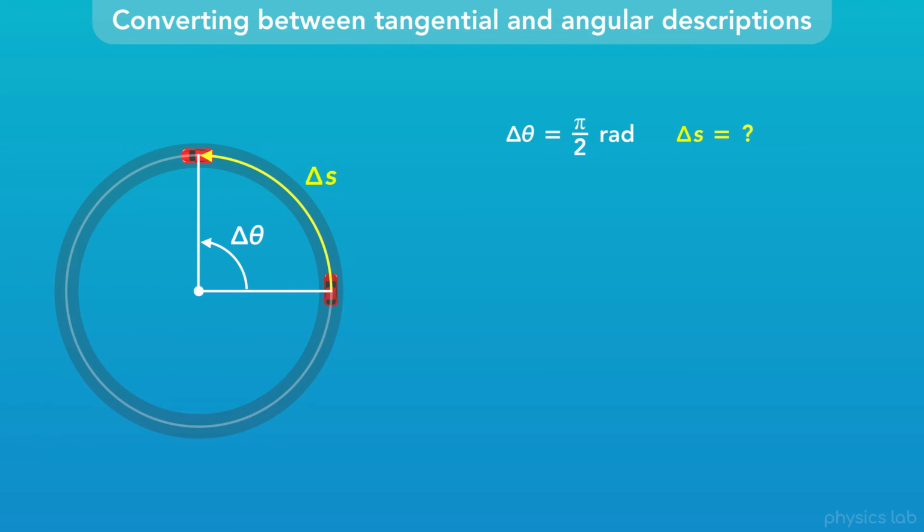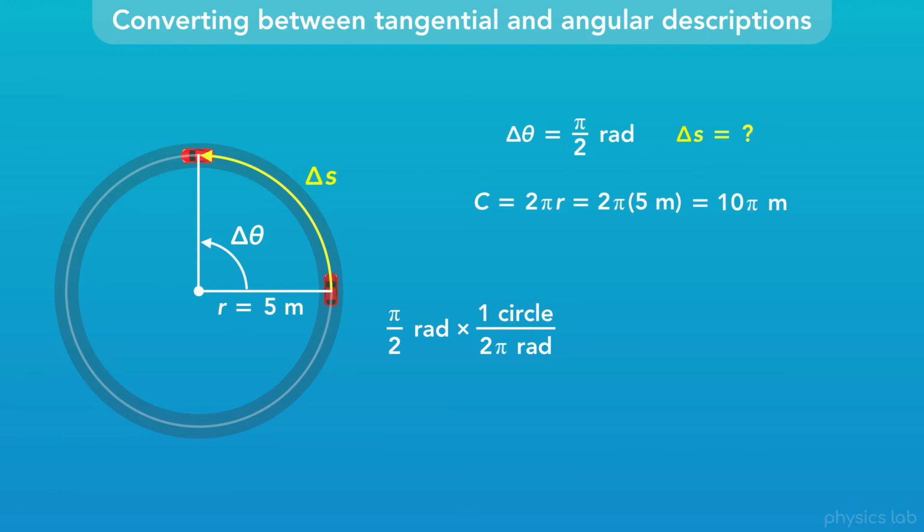So to solve this, we're going to need the radius of the circle. If the radius is 5 meters, then the circumference would be 2 times pi times 5 meters, which is 10 pi meters. Usually, we can't tell what fraction of a circle we're dealing with, so let's calculate that first. If we start with the angle, theta, which is pi over 2 radians, and we multiply that by the relationship of 1 circle equals 2 pi radians, then the radians will cancel out, and we find that the angle is 1/4 of a circle.